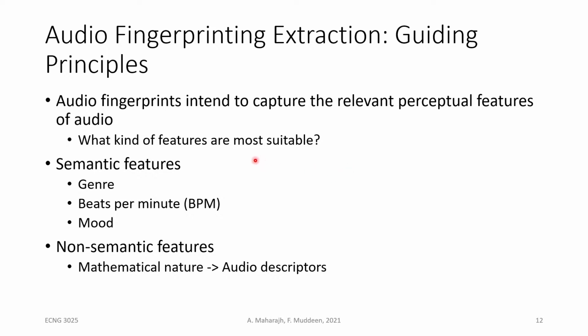So the features that we need to focus on, these perceptual features for creating our audio fingerprinting system, are the genre of our music, the beats per minute, also referred to as BPM, and something referred to as mood, which is very subjective in nature, meaning does it make you feel happy, does it make you feel sad, and so forth. But these 3 things are what we refer to as semantic features. And then the non-semantic features, which form the core of our system, are what we refer to as the mathematical nature of our signals. In this case, it's what we refer to as audio descriptors themselves.